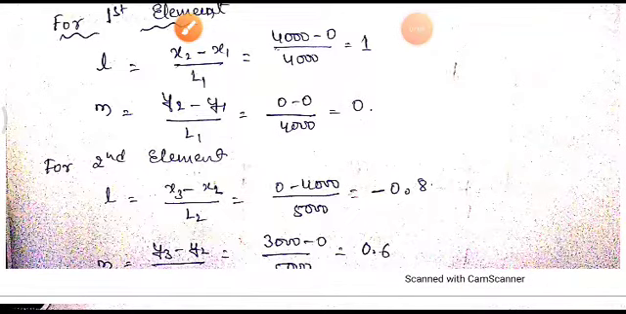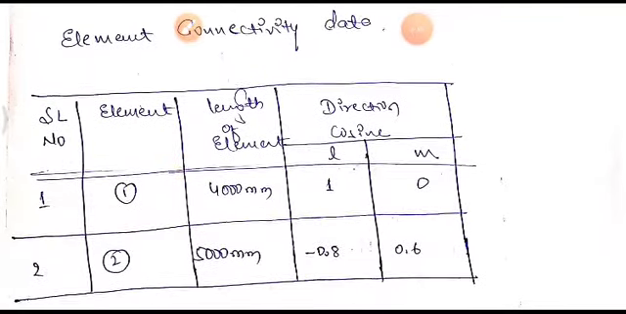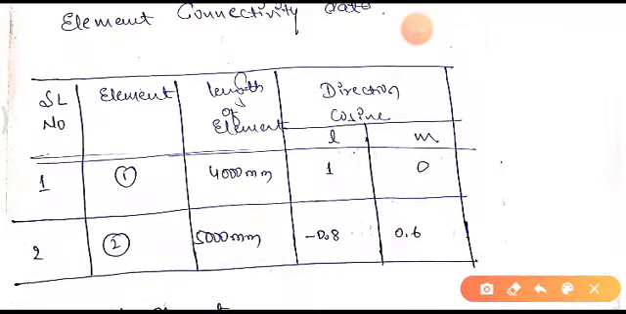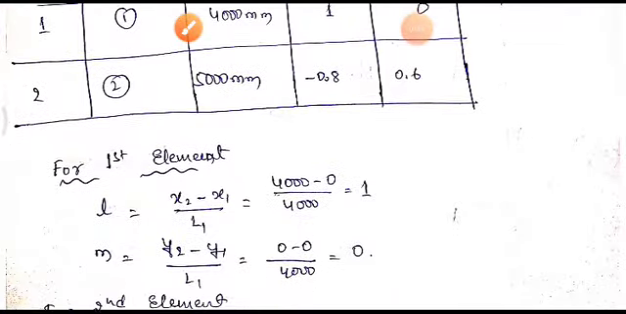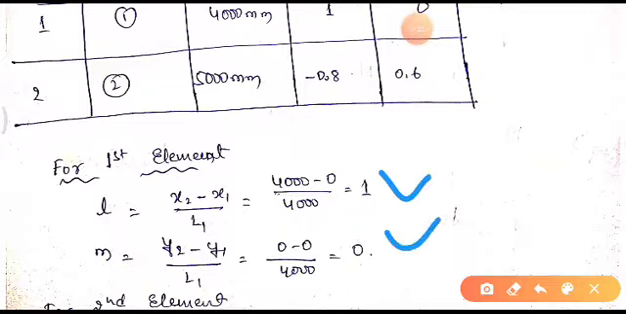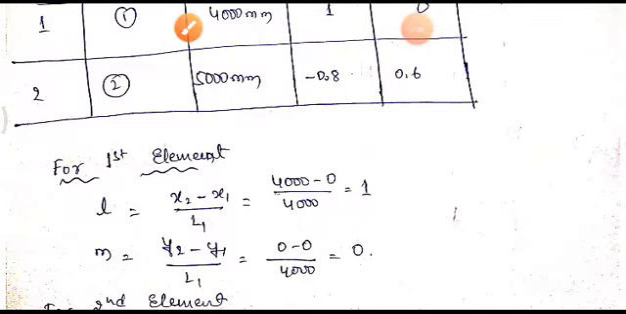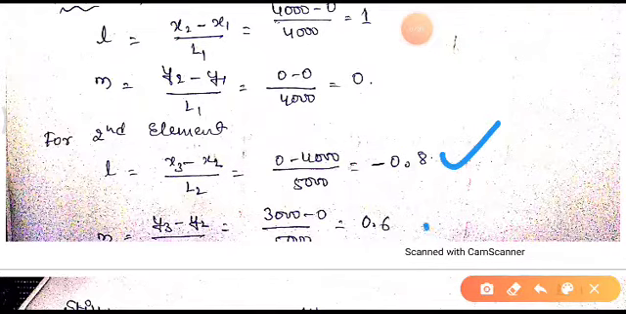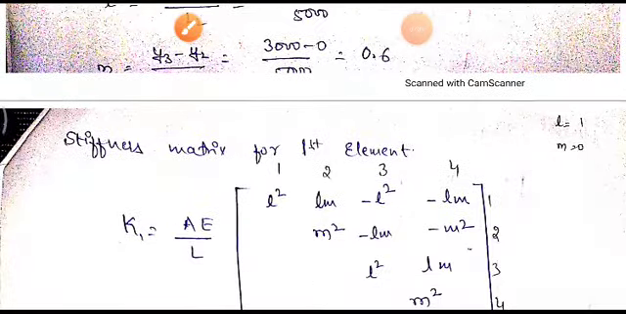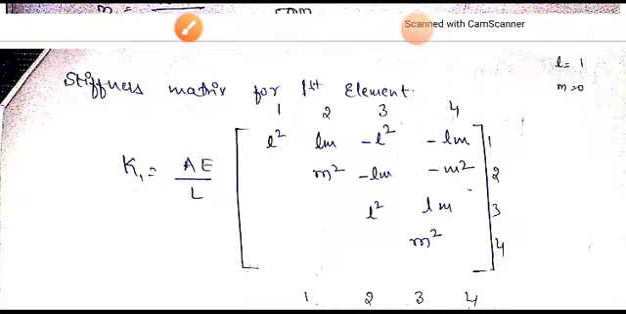Once we calculate the direction cosines, the next step is to define the elemental connectivity data, where the first element is connected between node 1 and 2, having its length 4000 mm, and the direction cosines we have found, L and M, are 1 and 0. So that's what you can see here, 1 and 0. Similarly, the length of the second element is 5000. The direction cosines are minus 0.8, 0.6. Those we have found out here. Once you calculate these data, the next step is to determine the stiffness matrix for the first element.